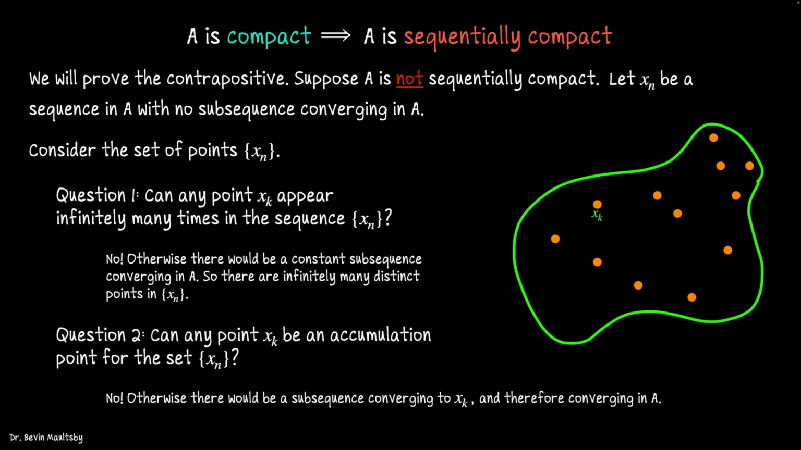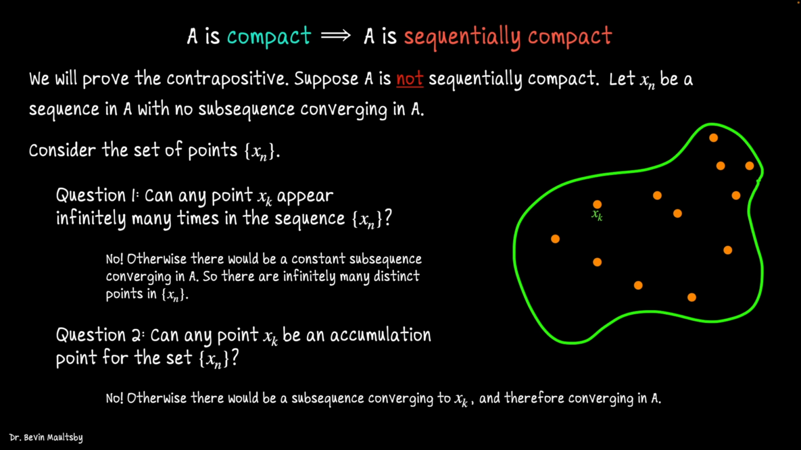So the straightforward answer to this question is no. No point in the sequence can be an accumulation point for the set of sequence terms, otherwise there would be a subsequence converging to that point and therefore converging in A. So it's possible that there are accumulation points for the set of sequence terms, but they cannot live in A because we cannot have any subsequence converging in A by assumption.